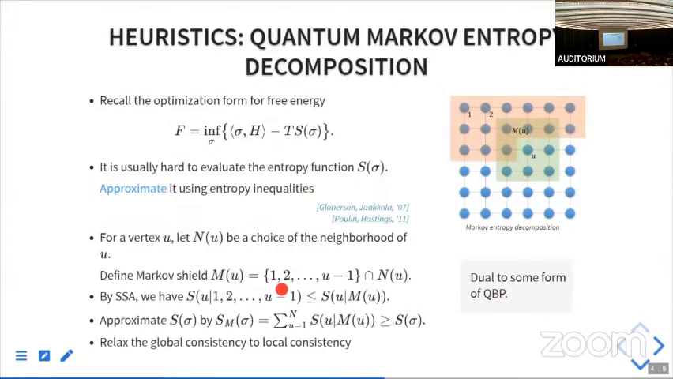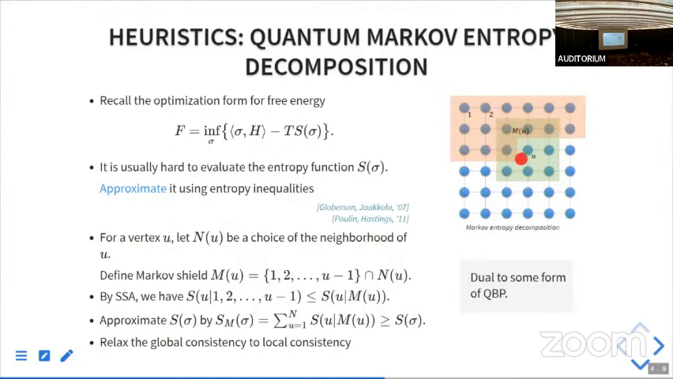The first I want to introduce is called quantum Markov entropy decomposition. It's based on the variational approach, where we can write F as an optimization problem. It's very similar to the idea of how Bethe approximation works. You can approximate this entropy function. In quantum Markov entropy decomposition, the idea is that you choose the neighborhood and you define an order of the spins, and you define the so-called Markov shell M_U as the intersection of 1 to U minus 1 and the neighborhood of U. So this is the Markov shell of U, the intersection part.